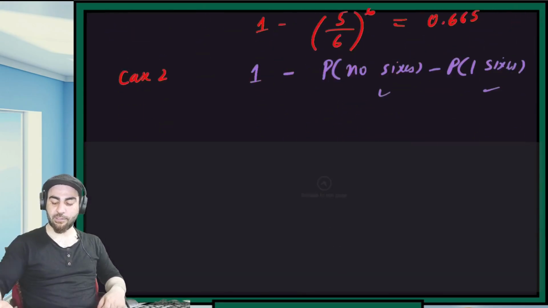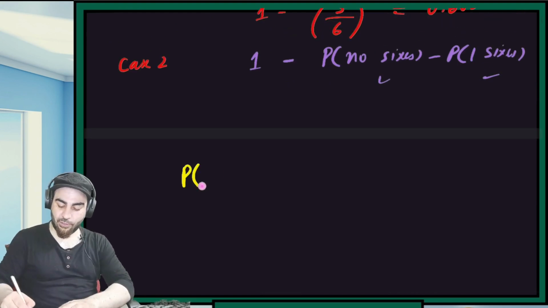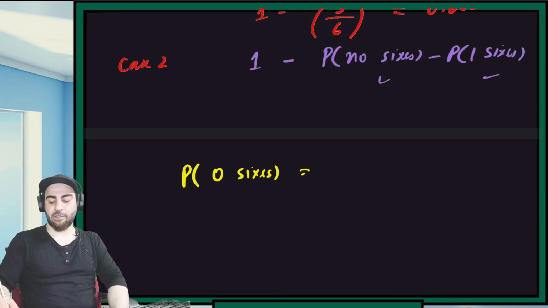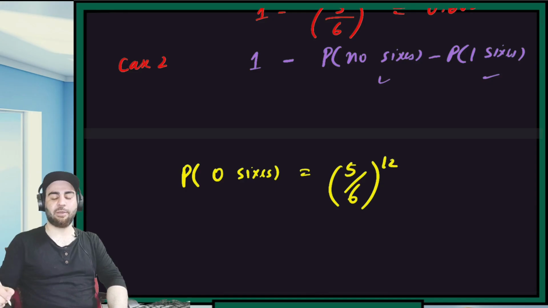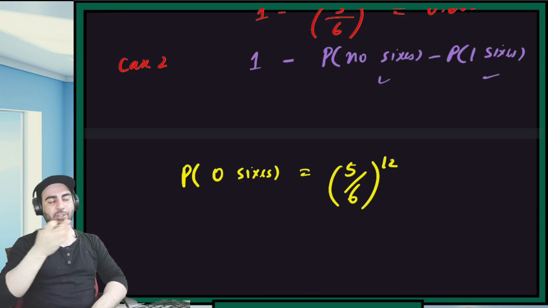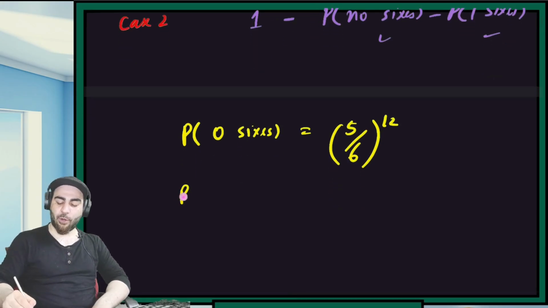Okay, let's do it. How can we do it? We'll say probability of 0 sixes. So what's the probability of 0 sixes? It's 5 by 6 to the power 12, because the probability of a non-six is 5 by 6, we have 12 dice, and each of these rolls is independent. So this is the probability of 0 sixes.